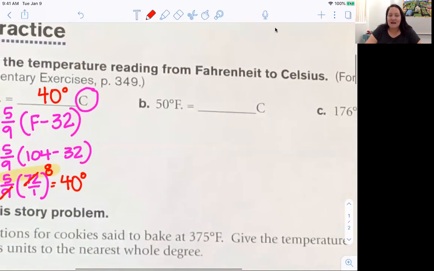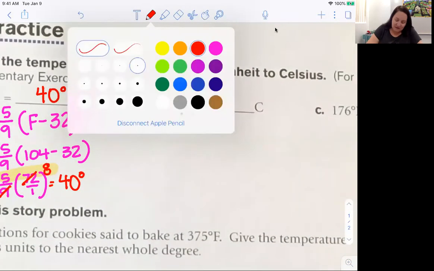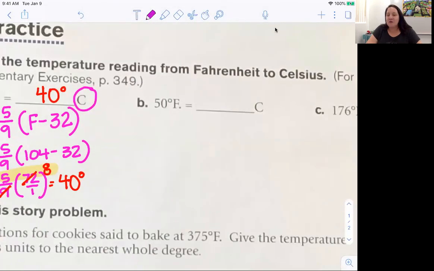Let's move on. Letter B, 50 degrees. I have a 50-degree temperature outside for us. That's cold. We live in Southern California, right? So that's kind of cold to us.